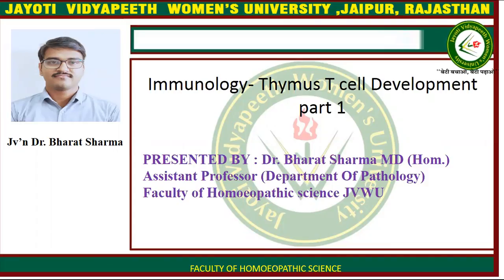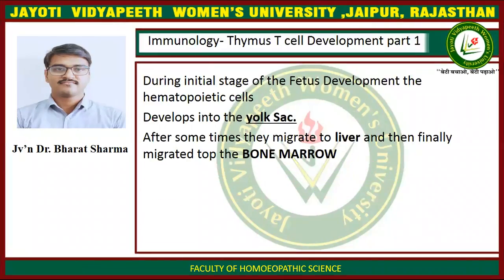Today's topic is Immunology, Thymus, T cell development part 1. During the initial stage of fetal development, the hematopoietic cells develop in the yolk sac. After some time, they migrate to the liver and then finally migrate to the bone marrow.